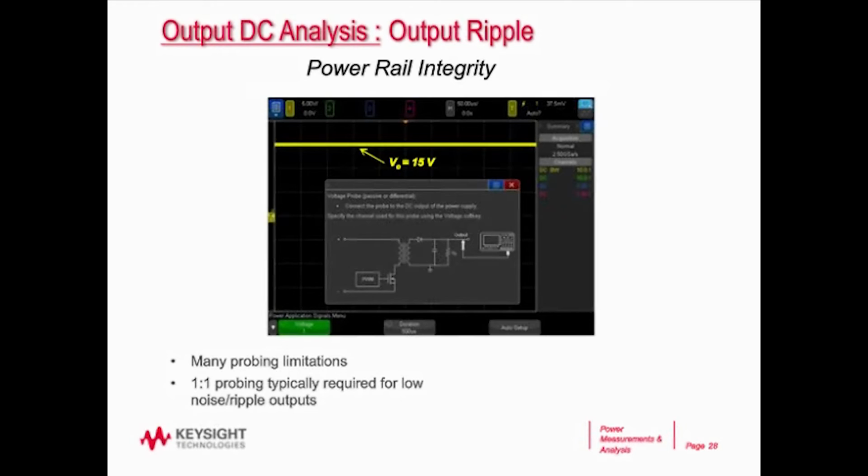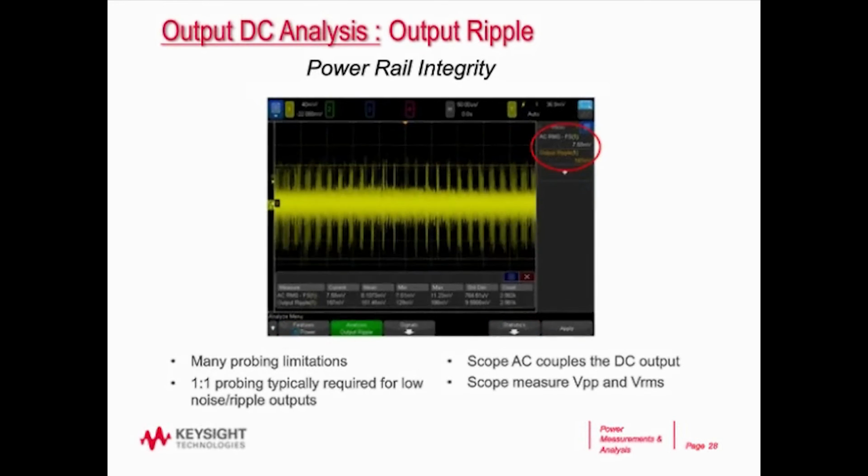Now, I mentioned here in the bullets, there are many probing limitations. If you want to measure millivolts of noise, you're typically going to have to use a one-to-one probe to measure that low noise. So here I show pressing auto setup, and what the scope is going to do is AC couple that signal and then blow it up and simply measure the volts peak to peak as well as VRMS to give you a feel for what your output ripple is.